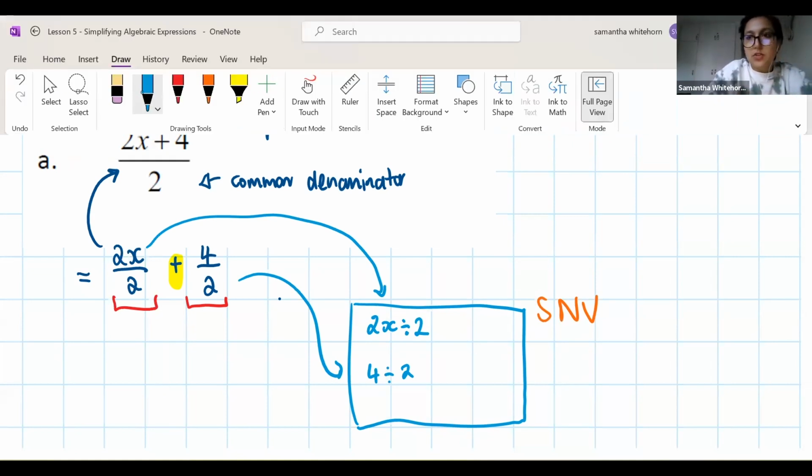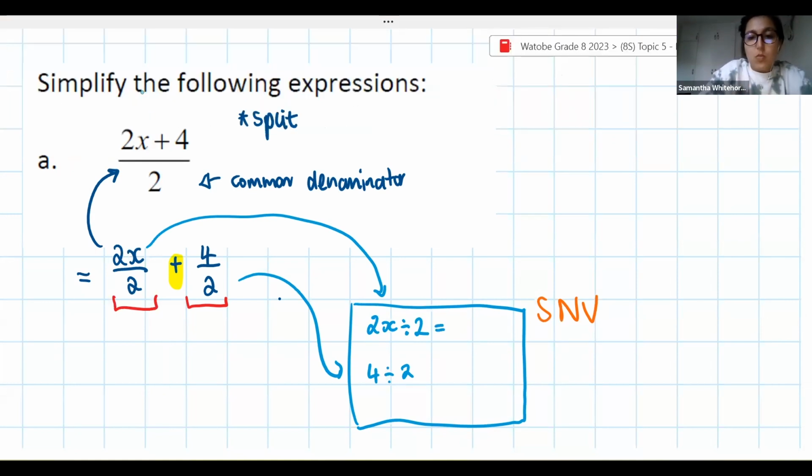I've got a positive 2 divided by a positive 2, so my answer is positive. When I get to my numbers, 2 divided by 2 is 1. And then I've got my variable x. Can't do anything with it, it's by itself, so I keep x. When I then get to my 4 divided by 2, a positive divided by a positive is a positive. 4 divided by 2 is 2. And so what I have here is a simplified answer of 1x plus 2.